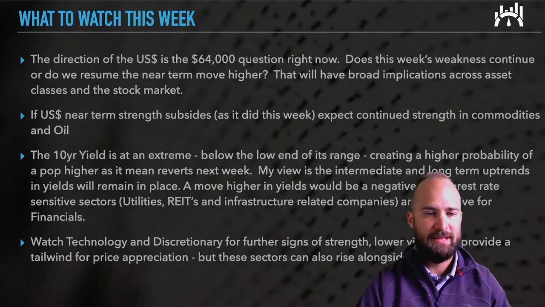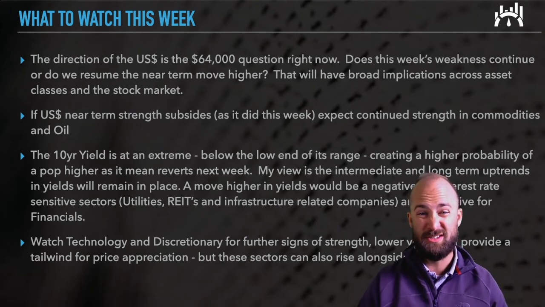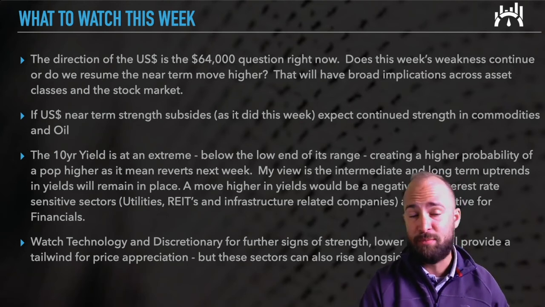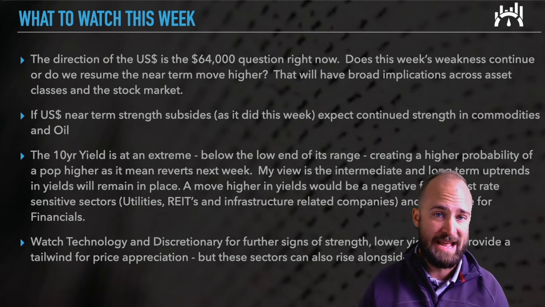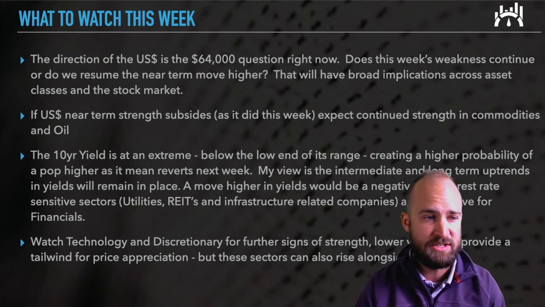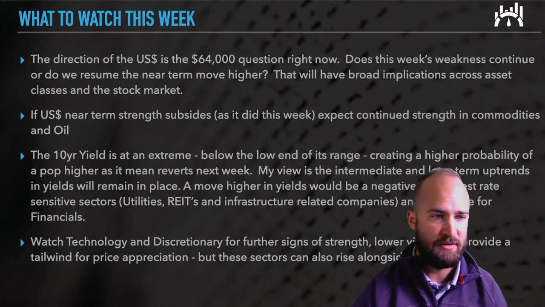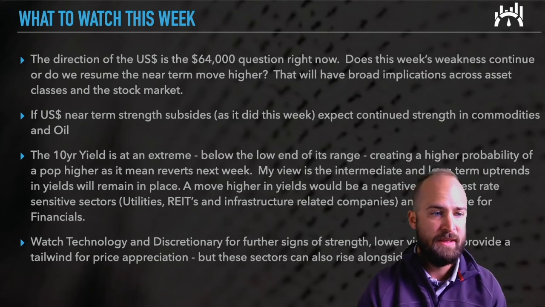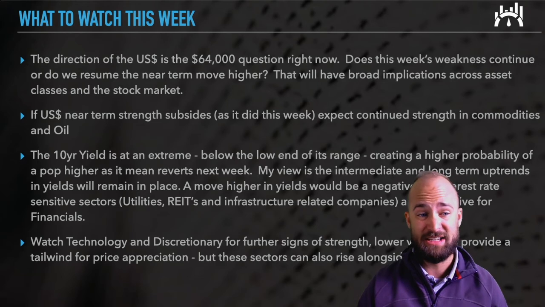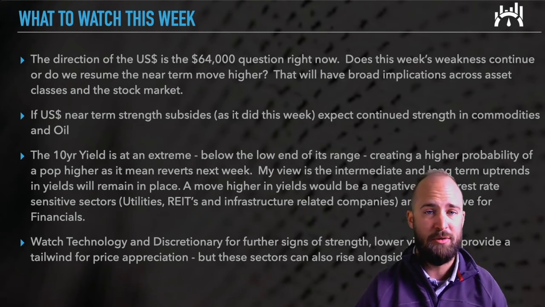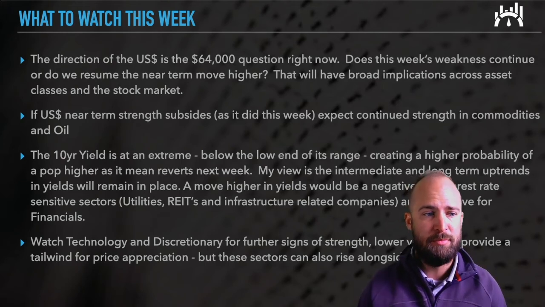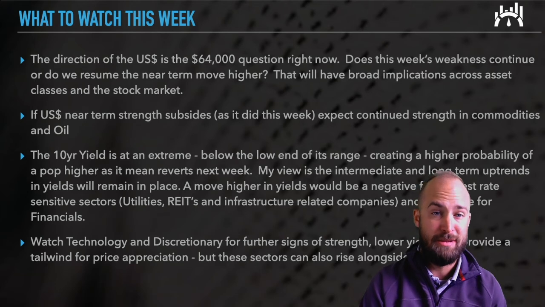See if the near-term consolidation resumes the near-term uptrend, or if it resumes the prevailing long and intermediate term downtrends in the dollar. So a lot to be watching there. Again, if the US dollar near-term strength subsides, expect continued strength in commodities and oil. The 10-year yield, on the other hand, is at an extreme. So it's below the low end of its range as of today. Bouncing a little higher this morning, but it's creating a higher probability of a pop higher as it mean reverts next week.